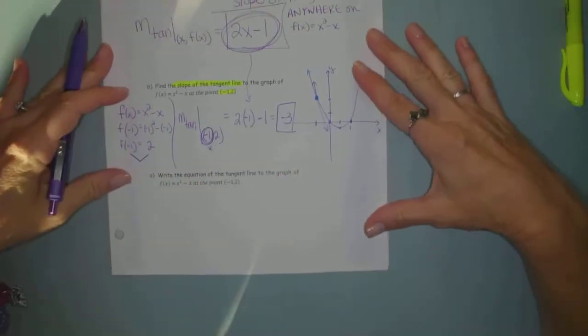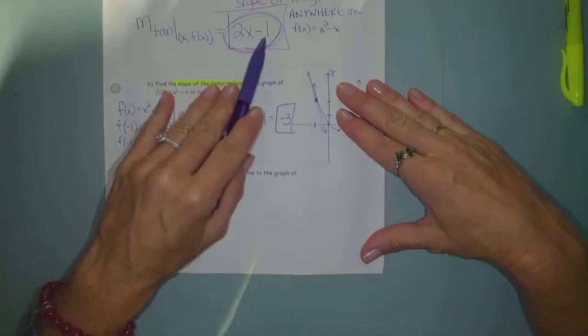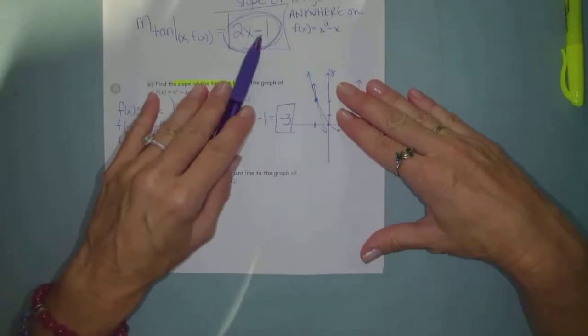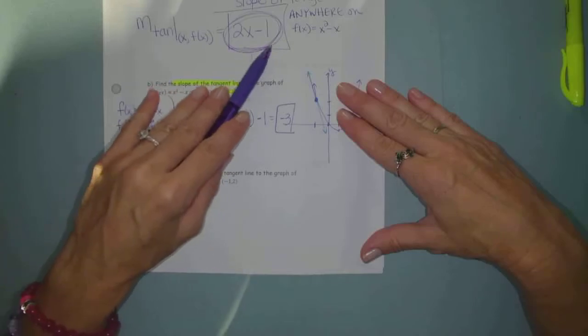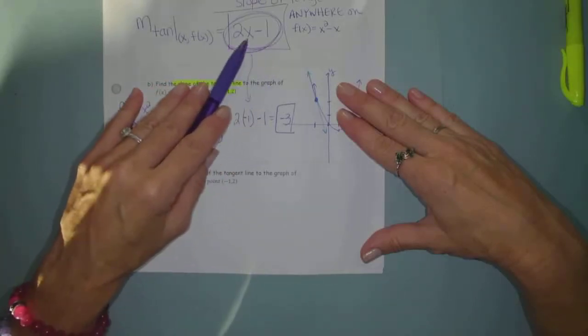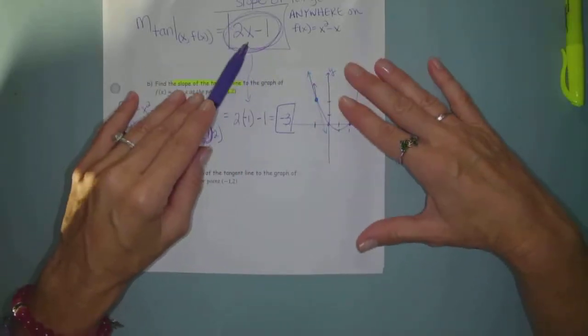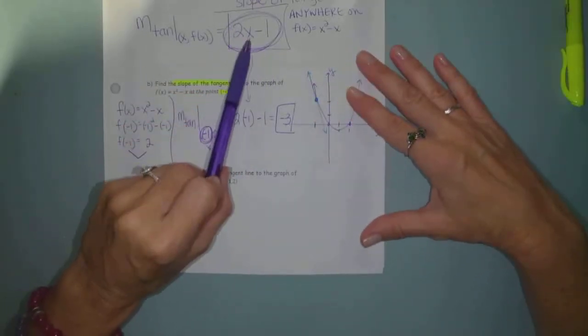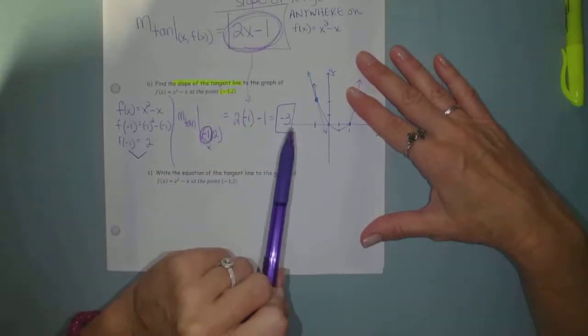Okay, so again, even though this looks like the equation of a line, it's not. This is not mx plus b. This is just the derivative. I know it has that linear feel to it, but that's got nothing to do with the linear function at this point. It's just the slope. So we just plugged negative 1 into our slope and got negative 3.